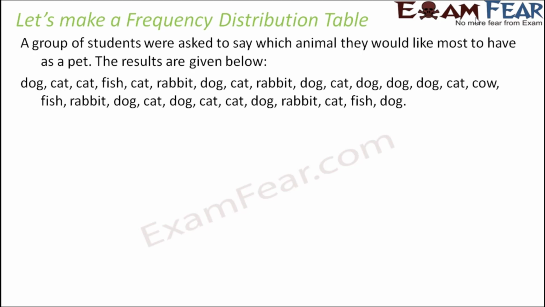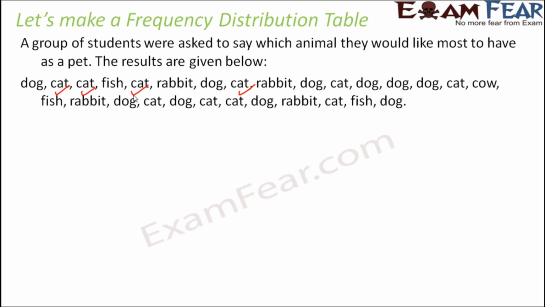Now, looking at this data that is given here, what do you observe? You observe that there are certain entries which are getting repeated over and again. For example, cat. It exists here, here, here, here. And what does that mean? That means that multiple students have said that they would like to have a cat as their pet. And the same is true for other animals as well, because we see that many animals are getting repeated again and again.